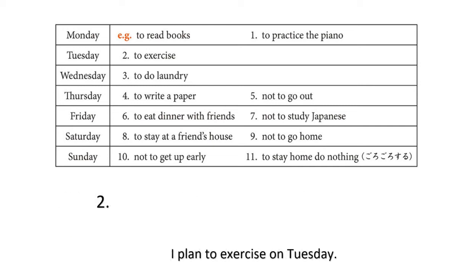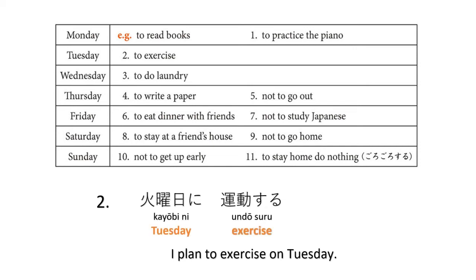For number 2, to exercise on Tuesday. I plan to exercise on Tuesday. So what is Tuesday in Japanese? It is kayobi. So kayobi ni undo suru tsumori desu. I plan to exercise on Tuesday.